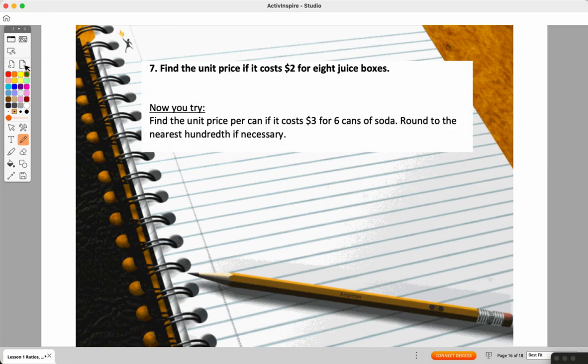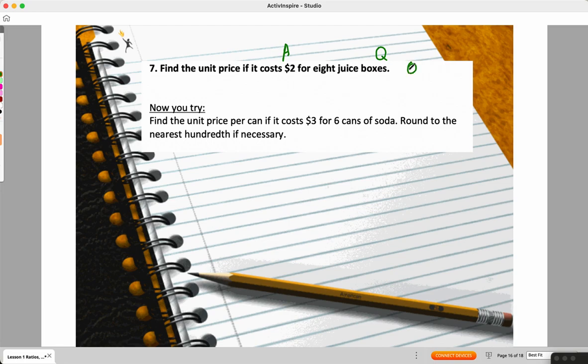Okay. So the last thing we're going to look at is going deeper into unit rate, just a little bit more. Unit rate, again, is over 1. Find the unit price if it costs $2 for 8 juice boxes. So this is our quantity, this is our amount. So we're going to say 2 over 8. Now I've got to simplify that. What I'm doing is simplifying this to 1, so I would divide here by 8. If I divide 2 by 8, I get 25 cents per box. Then I do the same thing.